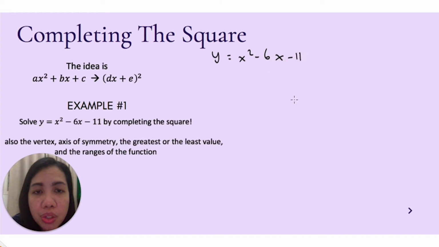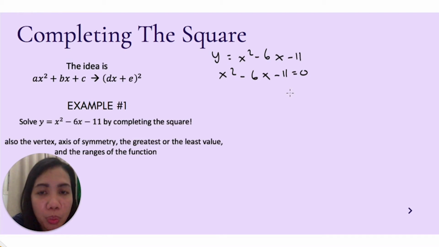Okay, the first thing first, we need to change this y into 0. So x squared minus 6x minus 11 equals to 0. Now the second thing, we need to transfer this c value, which is minus 11, to the right side, or in other words, we need to add both sides with positive 11.